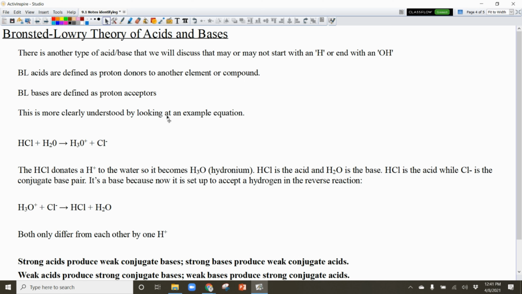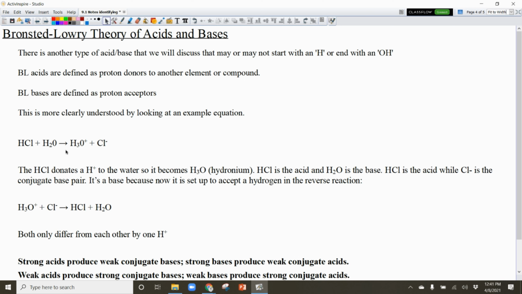Okay, and we can understand this more by looking at an example. So here we have hydrochloric acid plus water. Okay, so this HCl and this H2O, this HCl dissociates, and then water, this H2O, picks up one of those hydrogens. So we see here as our products, we have H3O. So this is the Bronsted Lowry base because it accepted the hydrogen, okay? And the HCl is the Bronsted Lowry acid because it donated the hydrogen.